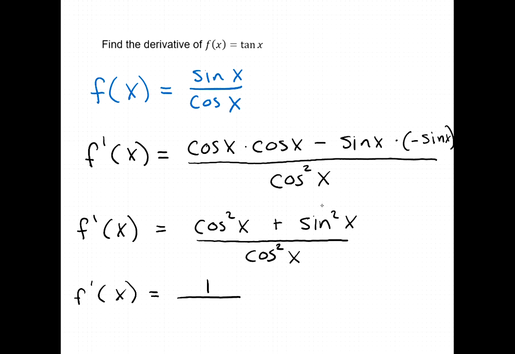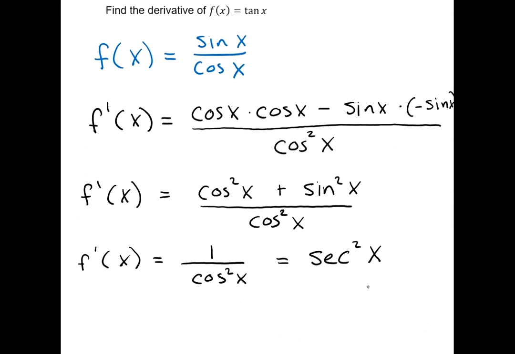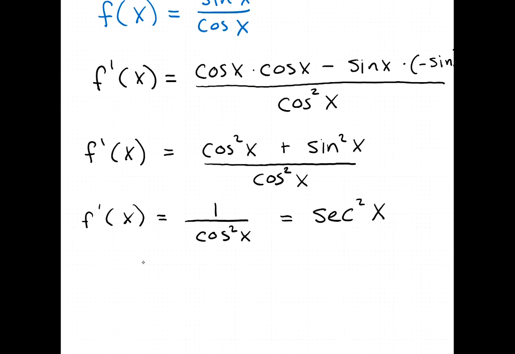So on top, we have a 1 divided by the cosine squared of x, and the reciprocal of the cosine function is the secant function. So the reciprocal of cosine squared is secant squared of x. So we now have a formula for the derivative of the tangent of x, and that is secant squared of x.